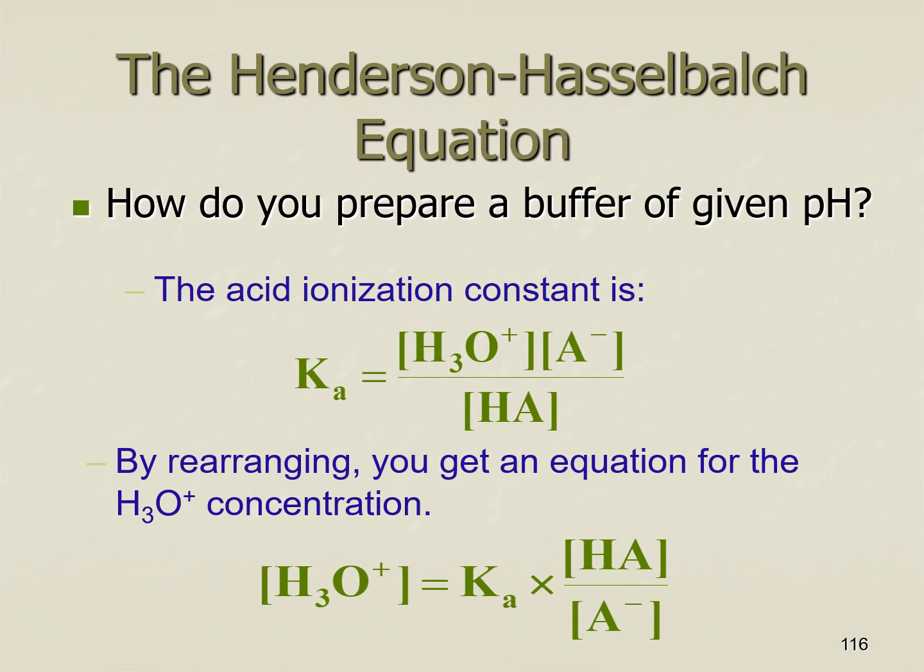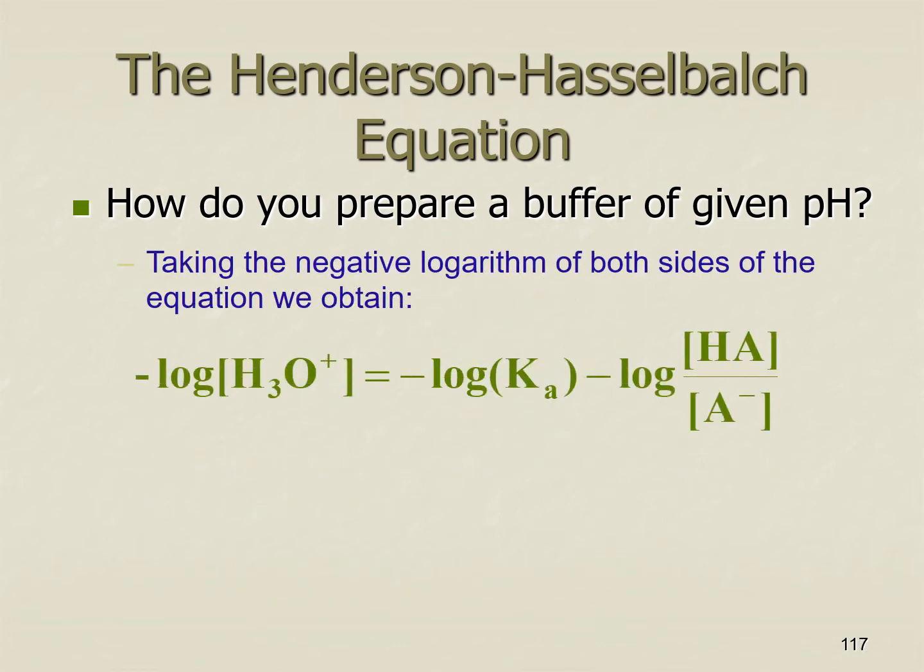Now we can actually take the negative log of both sides, since we're really trying to find something that has a similar pH. So if we take the negative log of both sides, the negative log of H3O plus, of course, is pH. The negative log of Ka, we haven't seen that before, but remember that whenever you take the negative log of something, you're just taking the p function.